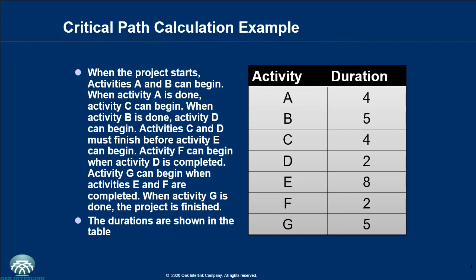Activity C and D must finish before activity E can begin. Activity F can begin when activity D is completed. Activity G can begin when activities E and F are completed. And when activity G is done, the project is finished. The durations are shown in the table as earlier stated. In the next slide, I will be drawing the network diagram and would attempt to answer the question, what is the critical path in that network diagram, and the duration of the critical path as well as the duration of the project.